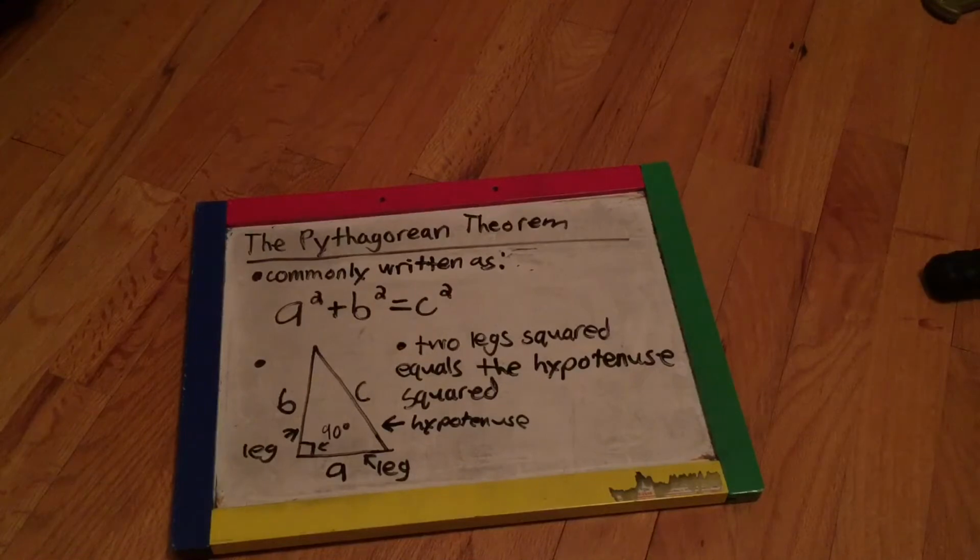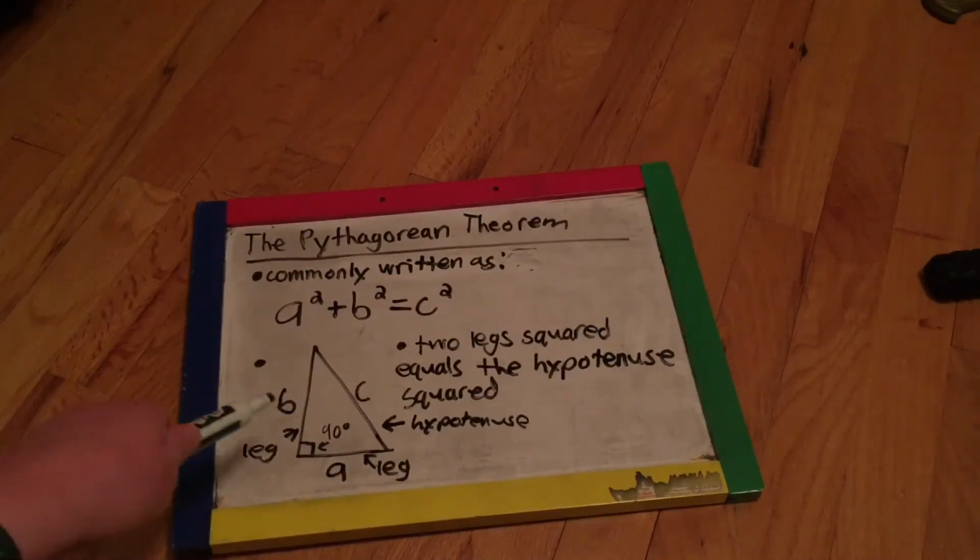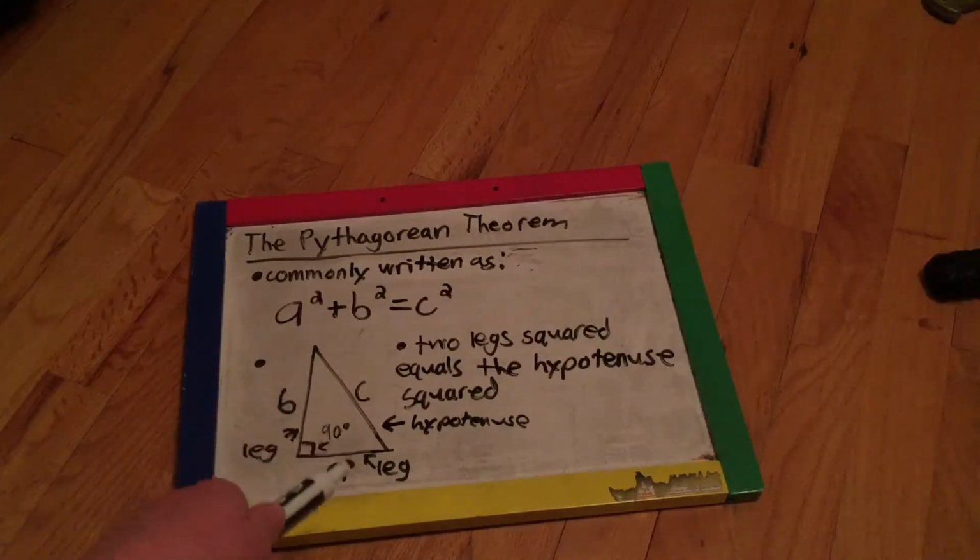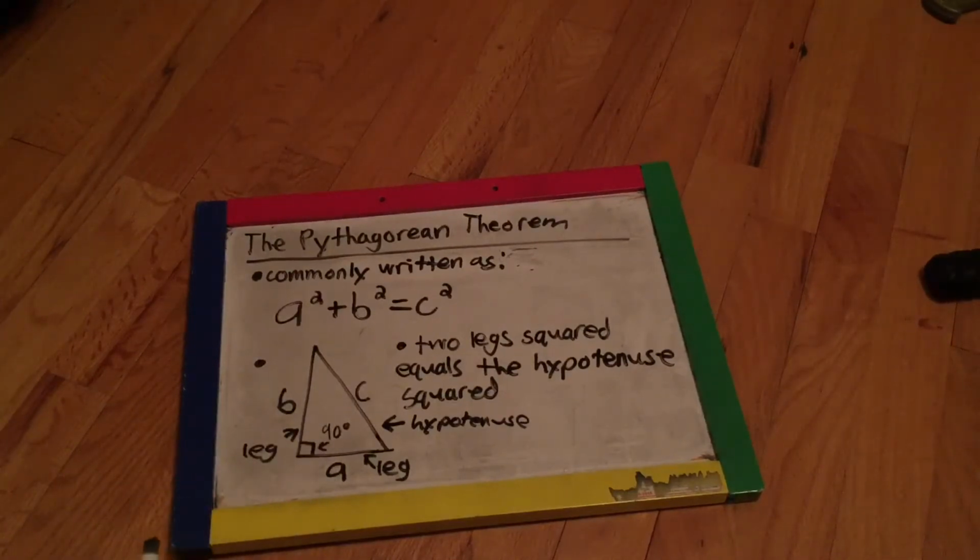So you have a right triangle. Remember, 90 degrees. We have to know it's a right triangle. We have to be given that this measure is 90 degrees, or else we cannot use the Pythagorean theorem. So, we have side A, side B, and side C. Sides A and B are the legs, and side C is the hypotenuse.